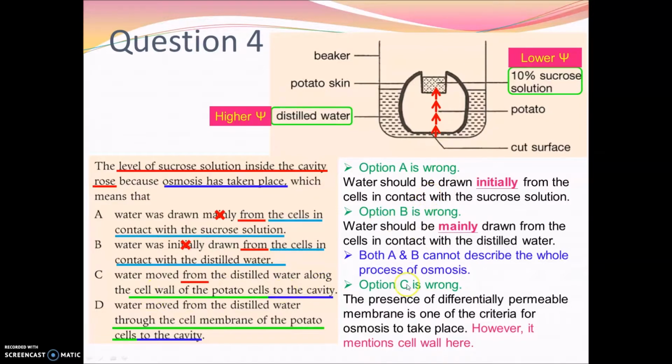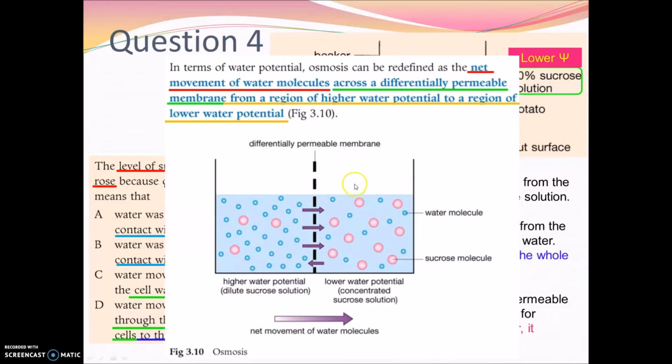And C is wrong because it's talking about cell wall. But for the osmosis, it's talking about the presence of a differentially permeable membrane. So that's why C cannot fulfill the criteria, okay. And for D, it's talking about cell membrane. So it's just like this picture in your book, okay.